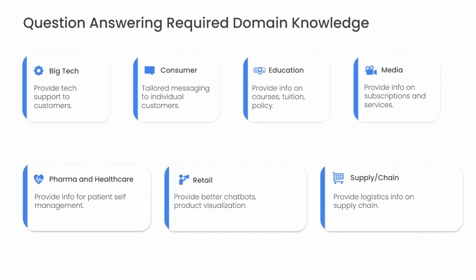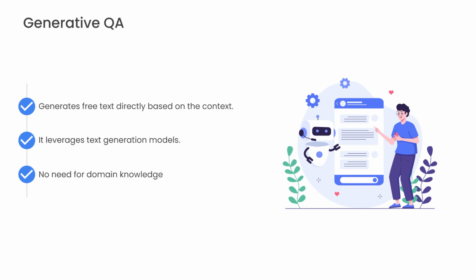The key here is that you need domain knowledge to develop these question answering models. For example, domain knowledge is required to develop a question answering model for customer support, healthcare, or supply chain. Using generative QA, the model generates free text directly based on the context, and there is no need for domain knowledge.